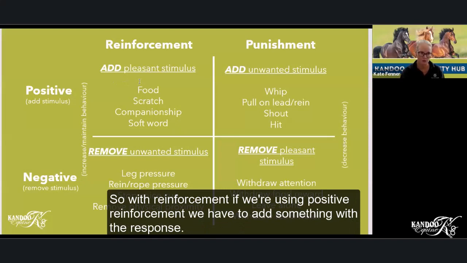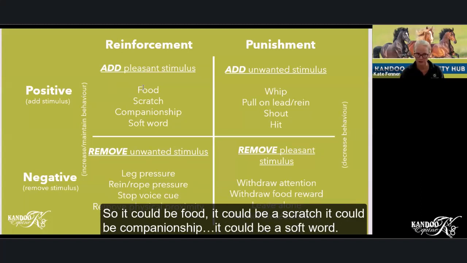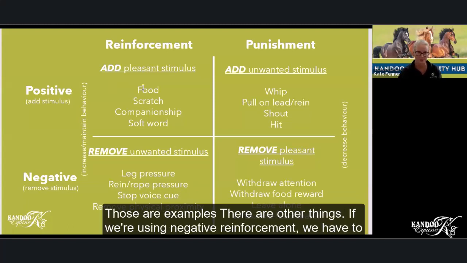So with reinforcement, if we're using positive reinforcement, we have to add something that the horse wants. So it could be food, it could be a scratch, it could be companionship, it could be a soft word. Those are examples. There are other things.